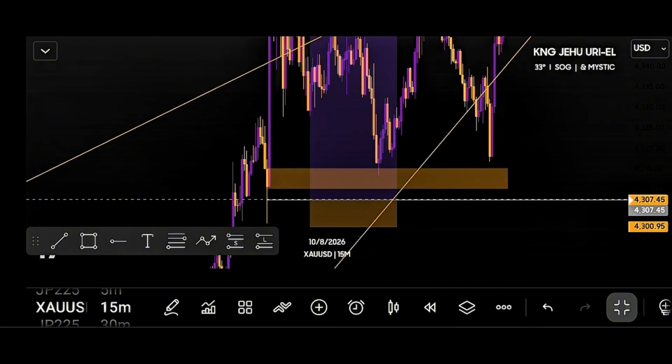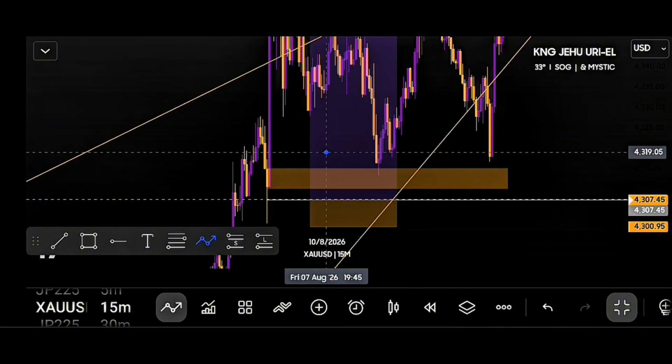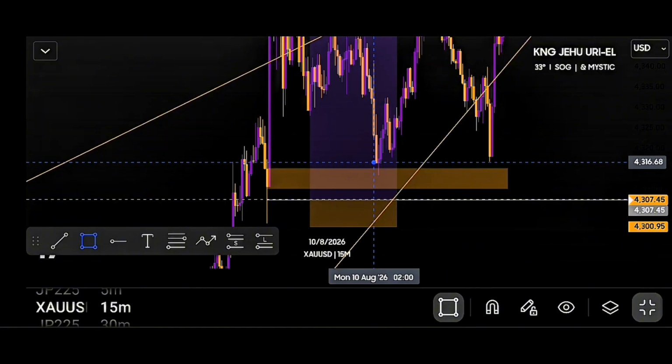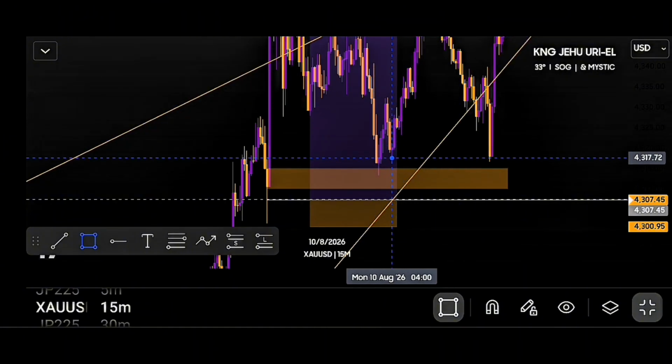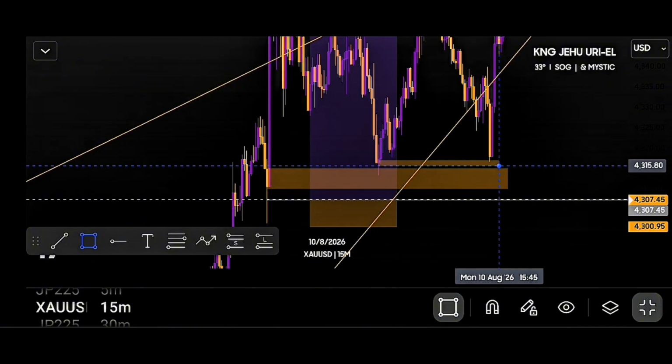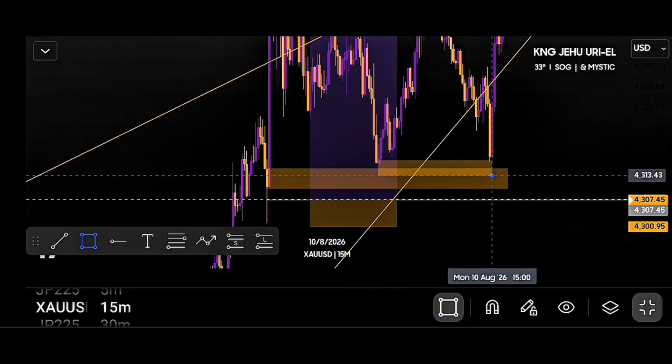Now when price tapped on this 15 minute order block, what do you see on the lower time frame? You see that this is now our extreme POI, this is now our liquidity, and what does the price do? Price came out, took out this liquidity right here. That's where you enter. So this is the move that happened today.